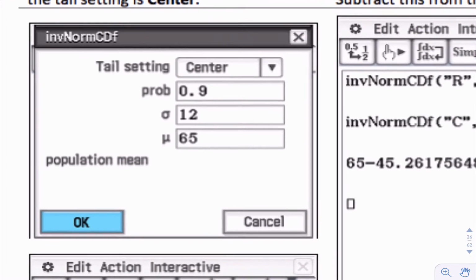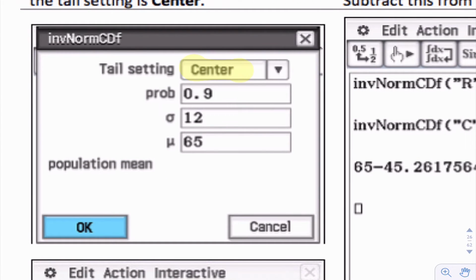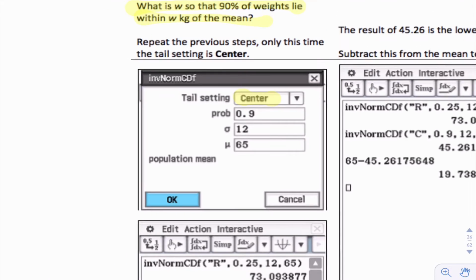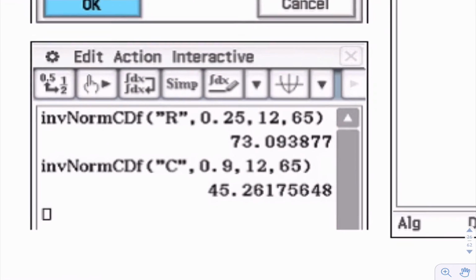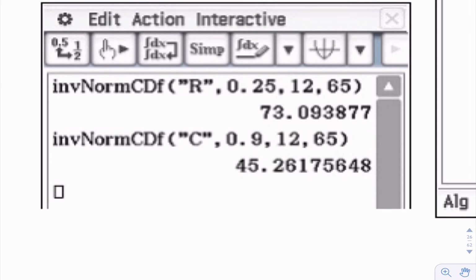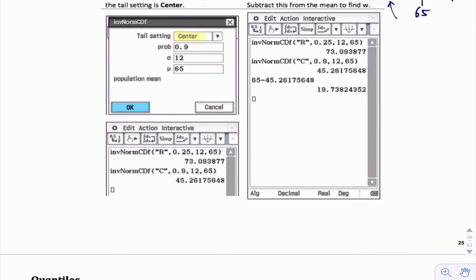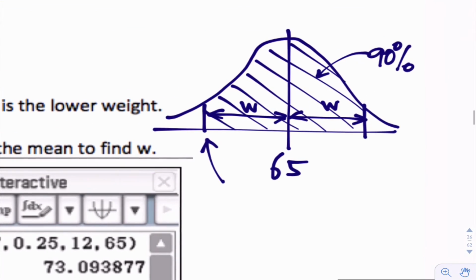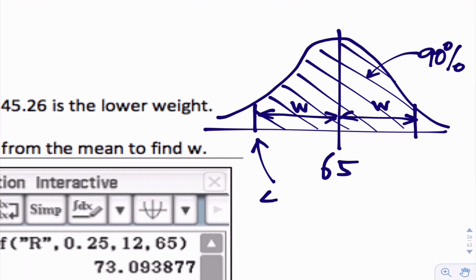The tail setting now in this case is center. We want the middle 90%, so the probability now is 0.9. We've got the standard deviation and the mean, and we hit OK. And this is what it spits out: 45.26. That happens to be the low value here that it spits out. Don't ask me why, but it gives you the lower one. You could easily work out the top one just by symmetry.